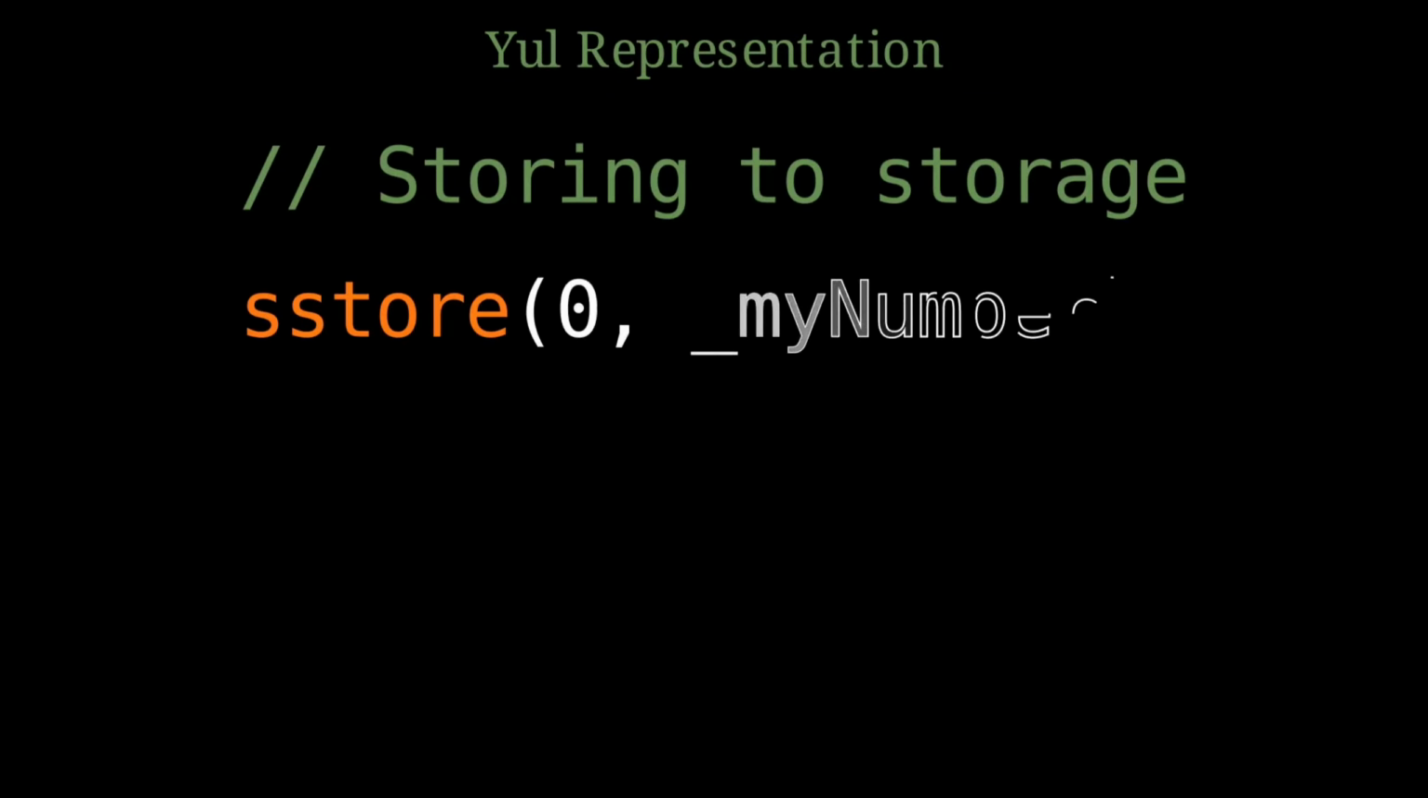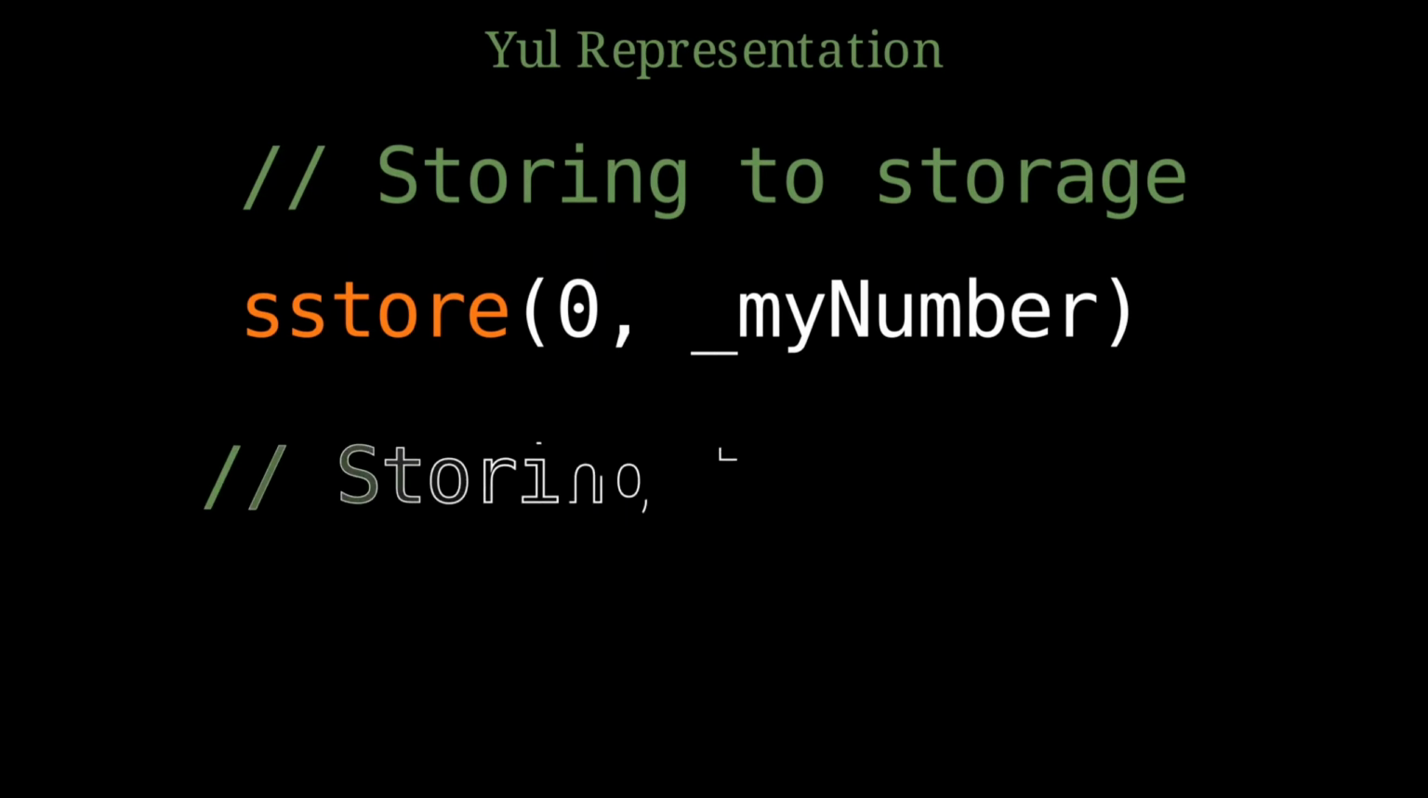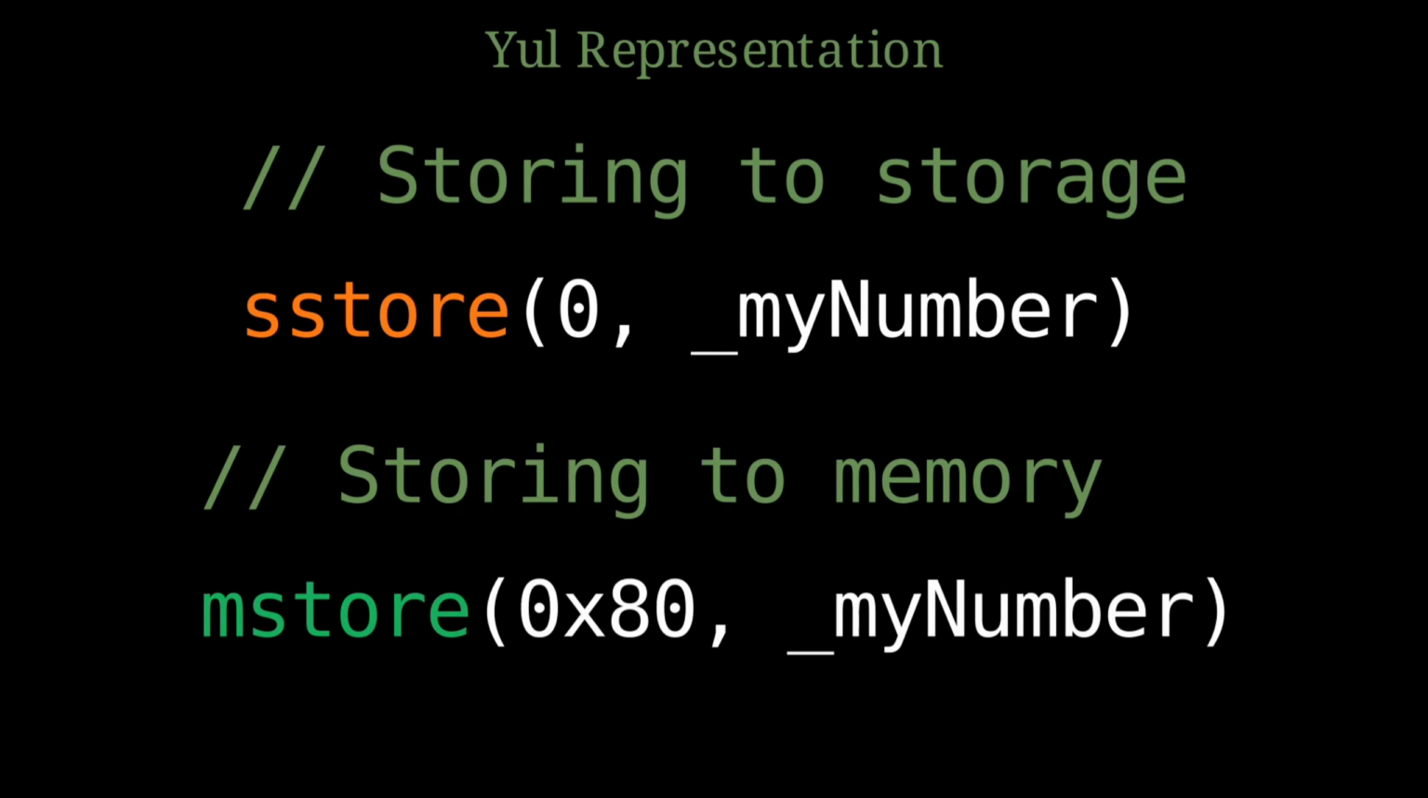When we compile this to Yul, it becomes even clearer. For storing to storage, we use sstore. It takes two parameters, a key and a value. And for storing to memory, we use mstore. This also takes two parameters, an offset, which is the position in memory, and the value we want to store. Notice how the operations map directly to EVM opcodes.